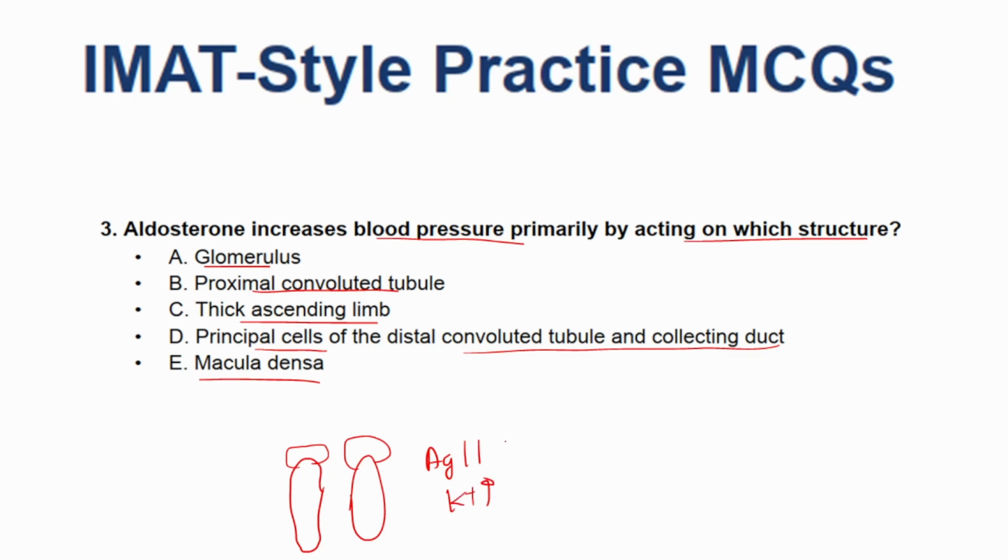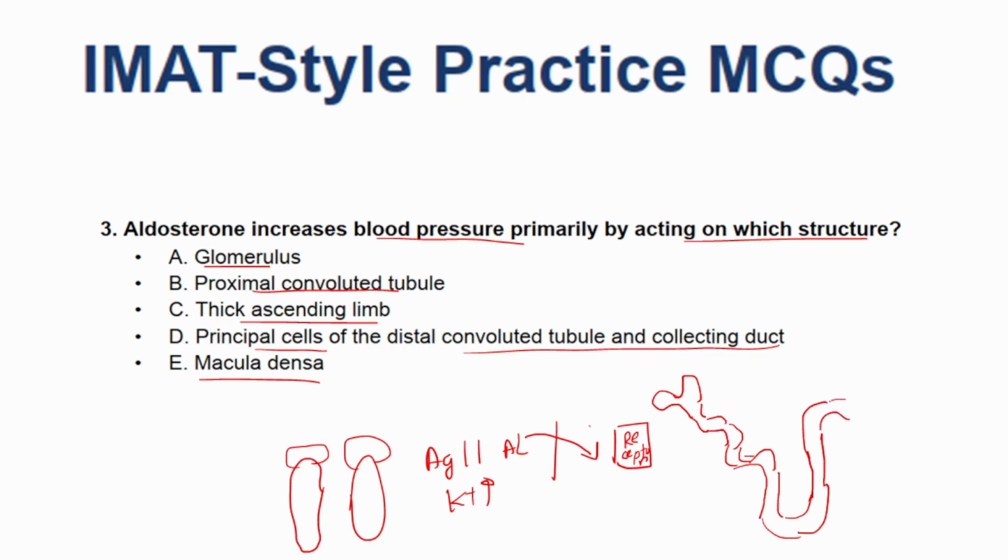Because aldosterone is lipophilic, it diffuses across the cell membrane and binds to intracellular aldosterone receptors. And the receptor is located within the principal cells located in the late distal convoluted tubule and the collecting duct. Let's say this is Bowman capsule. We have the proximal convoluted tubule, then we have the loop of Henle, then we will have the distal convoluted tubule, then the collecting duct. The receptors will be specifically located here or here.